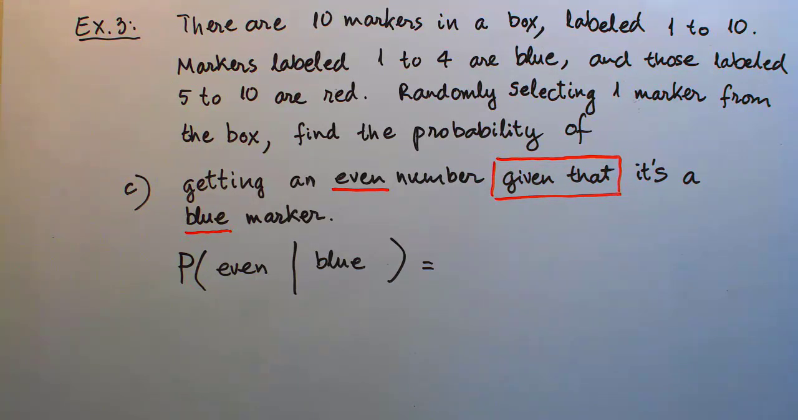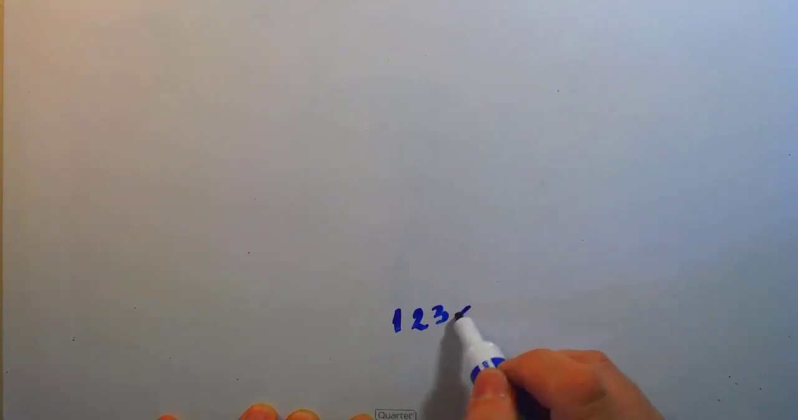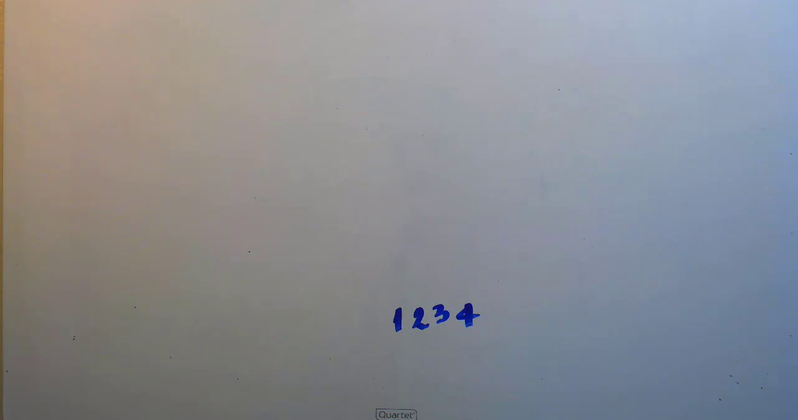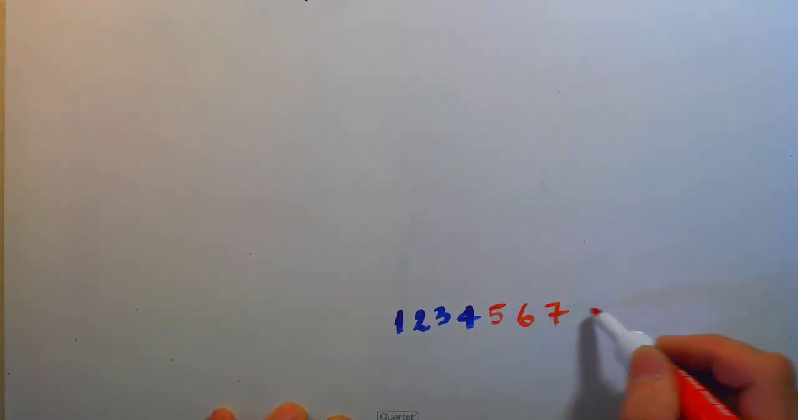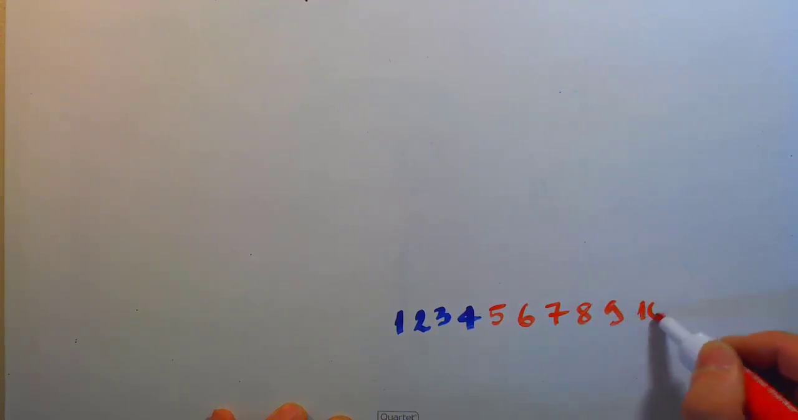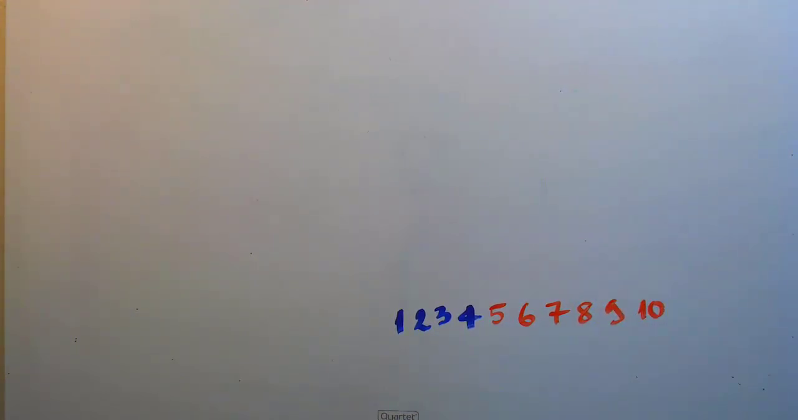All right, so here we go. This is our sample space right here. We have the blue markers with labels 1, 2, 3, 4, and the red markers with labels from 5 to 10. So 5, 6, 7, 8, 9, and 10 again. Now this time our question is looking for the probability of being even, given that it's blue.